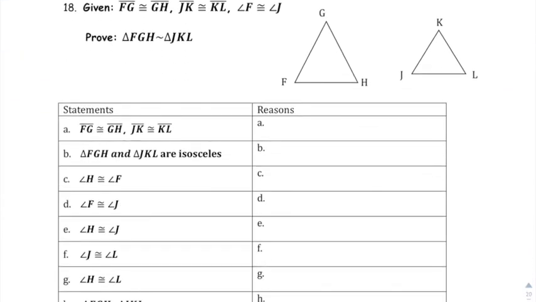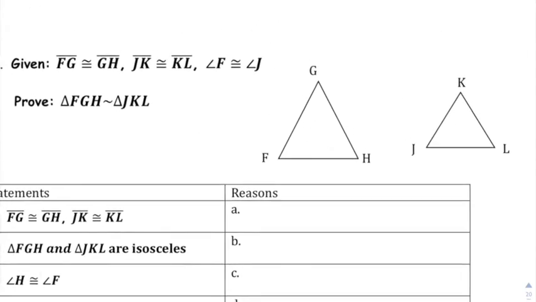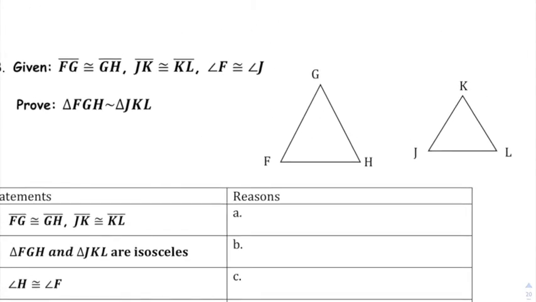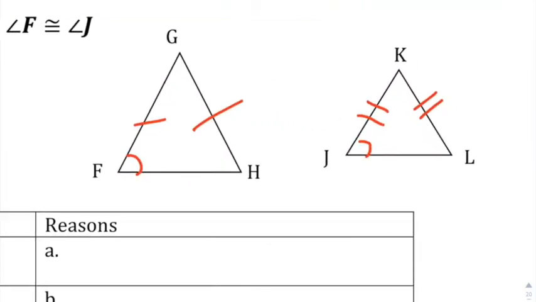Okay, given. We're given that two sides are actually congruent here in this case. So we have FG is congruent to GH. Ooh, that's interesting right there. And then we also have JK is congruent to KL. So these two sides are congruent. And then also we have angle F is congruent to angle J. Look at this. So this kind of looks like you've got some side angle stuff going on right here.